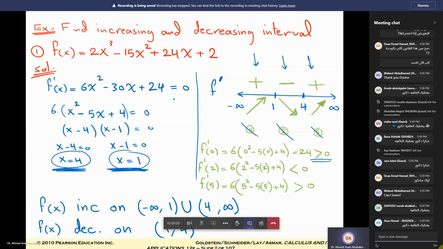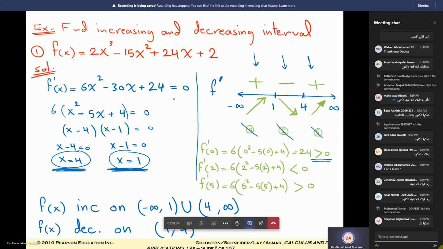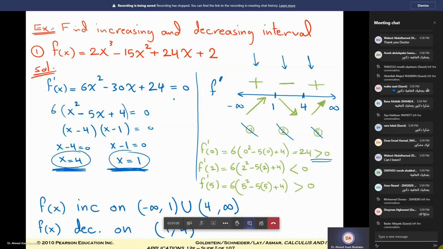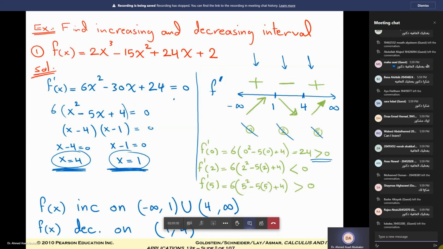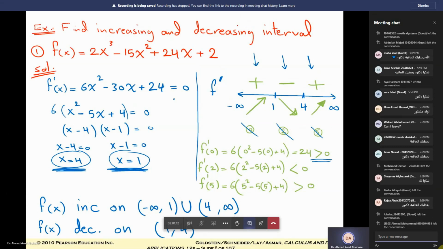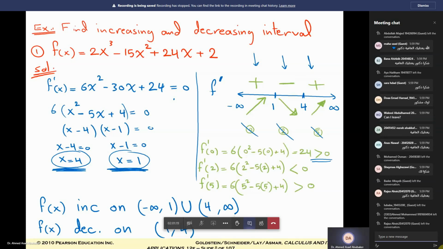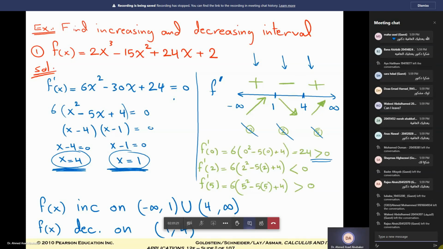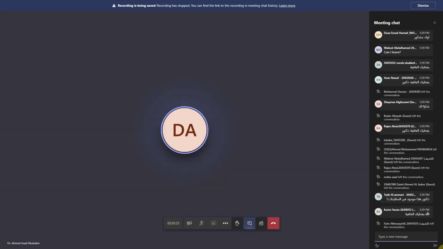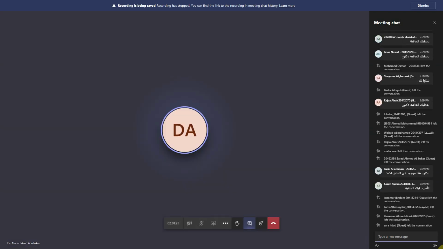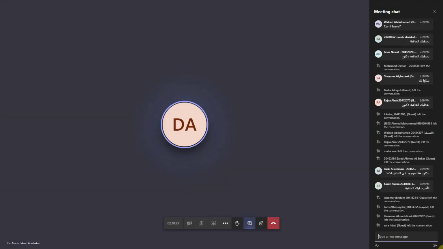طيب، أي حد عنده سؤال يتفضل، اللي ما عنده بإمكانه يغادر. أوكي.